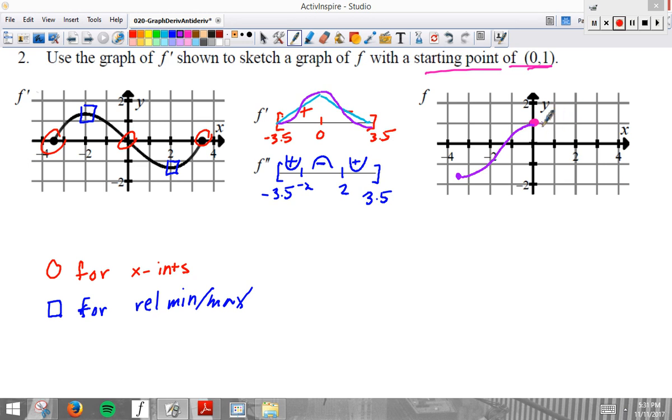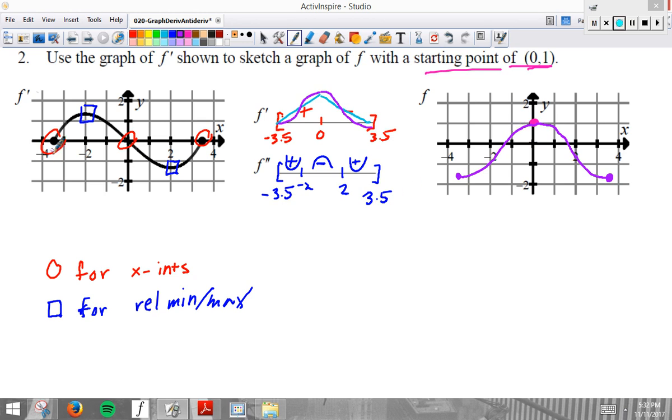Both sides. Now concave down and decreasing until we get to positive 2. And then we switch to concave up and decreasing until we get to positive 3.5, and we stop. That's one possible answer.